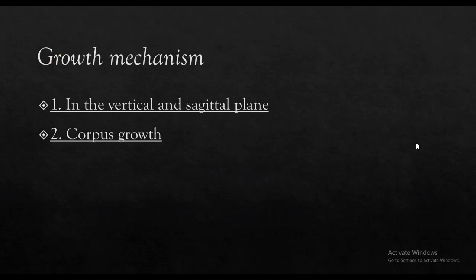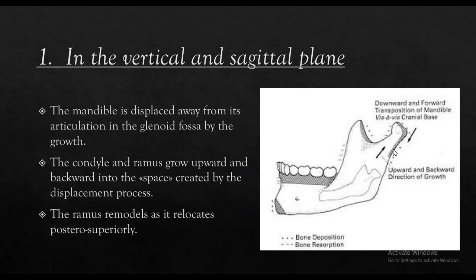Now, time to try to understand the simultaneous progress of the mandibular growth. In the vertical and sagittal plane, the mandible is displaced away from its articulation in each glenoid fossa by the growth. The condyle and ramus grow upward and backward into the space created by the displacement process. The ramus remodels as it relocates posterior-superiorly.